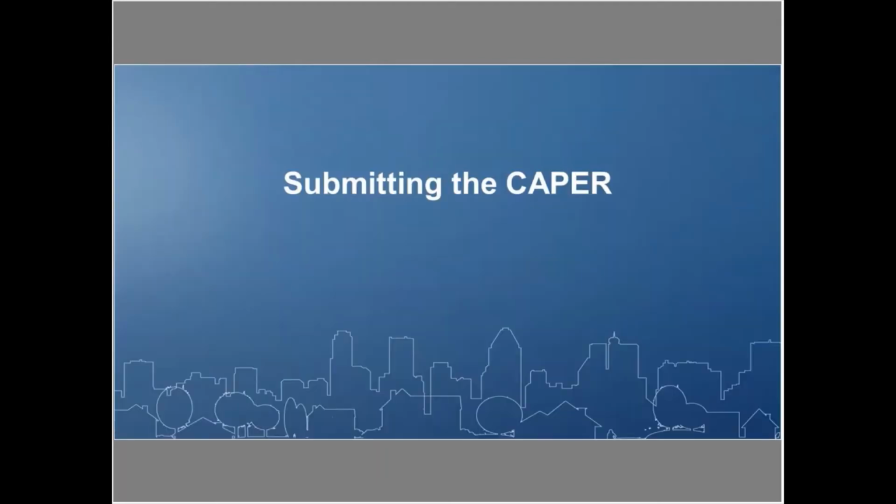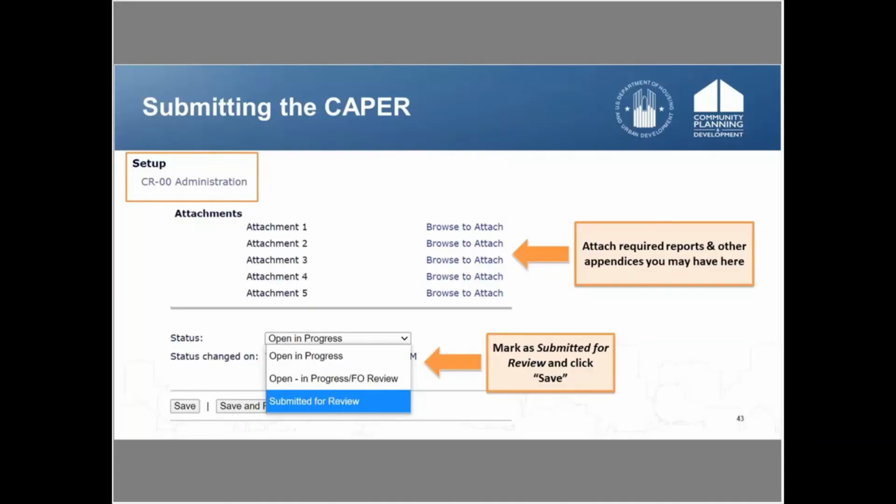All right, so let's say you've made the template, you got to the point where your data is good, your narrative is all in there, you're ready to attach your reports to the administration screen, you're ready to submit. So here is the actual screenshot of the CR00 admin screen. Right where it has browse to attach, you'd click that. You would upload all of your attachments in PDF form there.